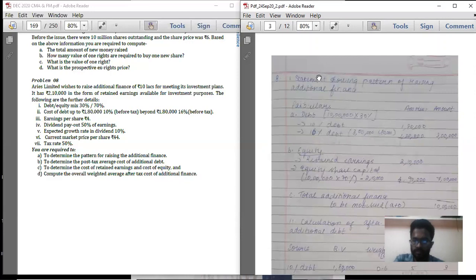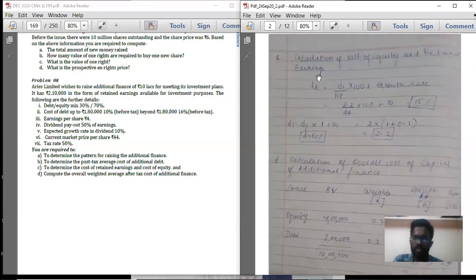After that, below that take down small c. What is the c they have asked? To determine the cost of retained earnings and cost of equity. Using the earnings per share, dividend payout ratio and expected growth rate, you can easily find out the cost of equity. Now calculate. Below that, c: calculation of cost of equity and retained earnings.